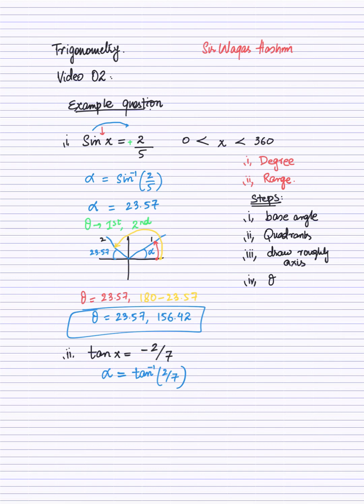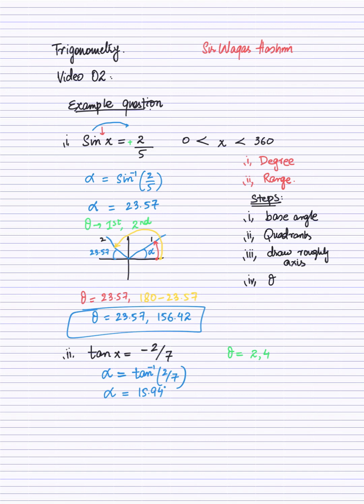Alright, so the first step is you need to find your alpha, tan inverse of 2/7, and that is 15.94. That is your alpha, the base angle. For the next step, I have done the first one, base angle. For the next step, I need to highlight quadrants here. Since tan is negative, either we are in the second quadrant or we are in the fourth quadrant. So that is my second step.